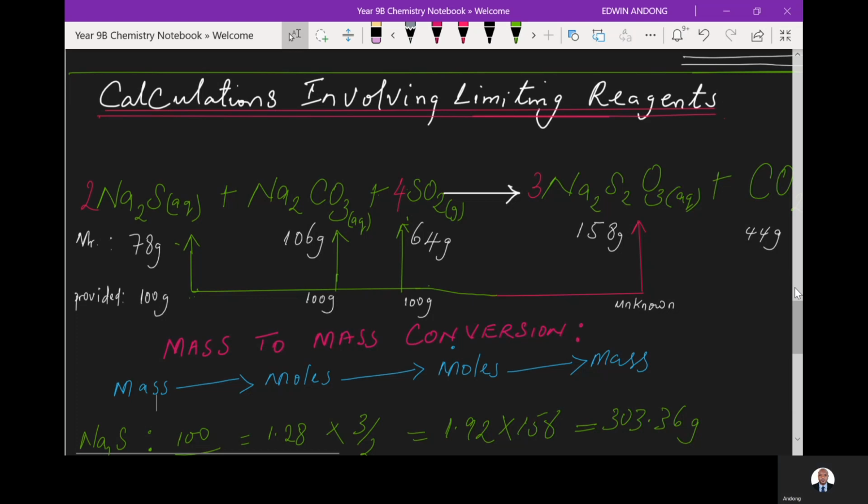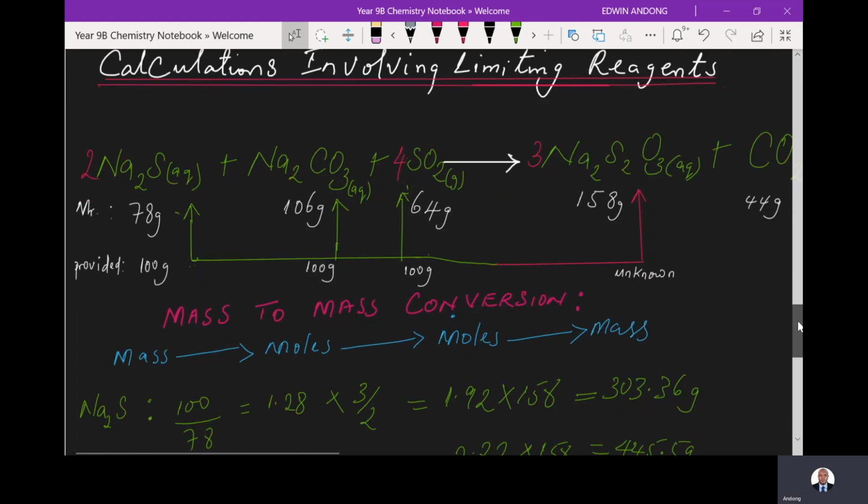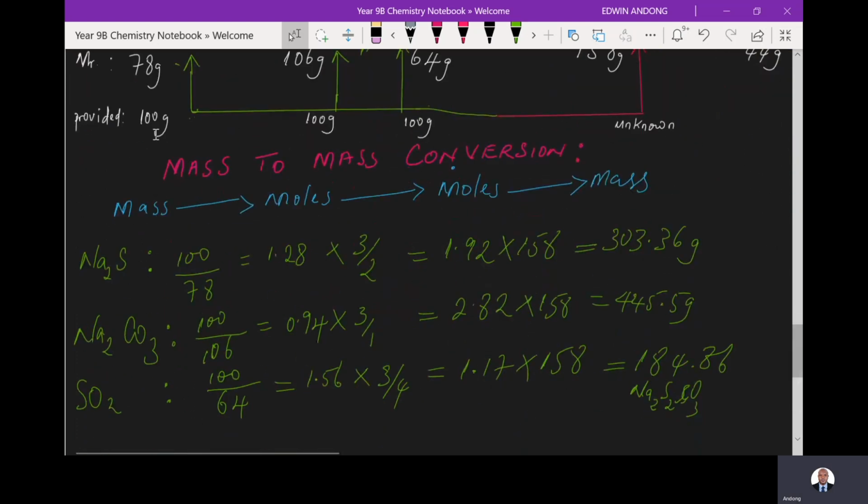Secondly, if the reacting masses are not the same, initially you were given 100 grams, 100 grams, 100 grams. If the reacting masses are not the same, another procedure you will use is you need to calculate the masses produced from each 100 grams.